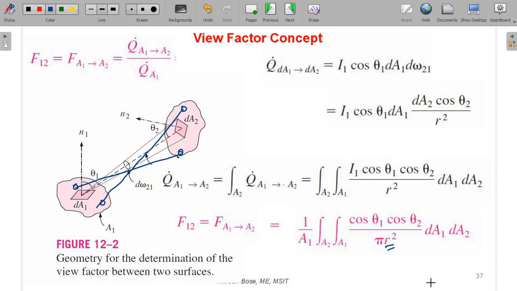That means this theta 1, theta 2 continuously change. It's a very, very complicated integration. It's not a simple integration. So to find out the view factor, every time you would have to do this complete integration. But you have to remember that with some tricky ways, for certain simpler surfaces, it is possible to find the view factors using simple geometry and algebra. All the time we do not need to do all this integration.